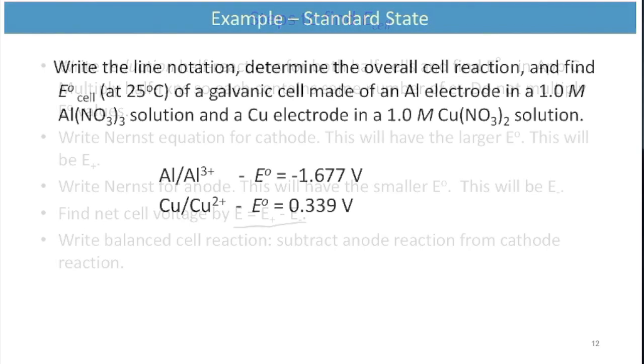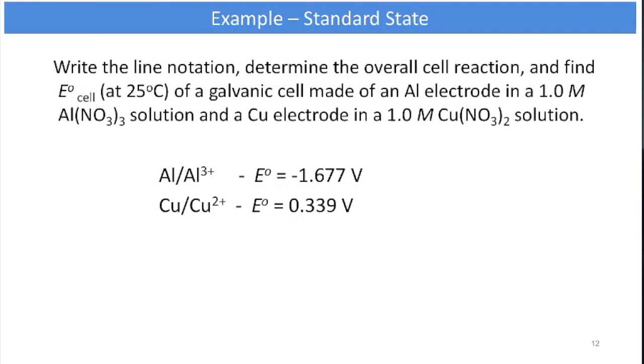Okay, so let's go over a couple examples to help clarify some of these concepts. So the first one, write the line notation, determine the overall cell reaction, and find E cell at 25 degrees Celsius of a galvanic cell made of an aluminum electrode in a 1 molar aluminum nitrate solution and a copper electrode in a 1 molar copper nitrate solution.